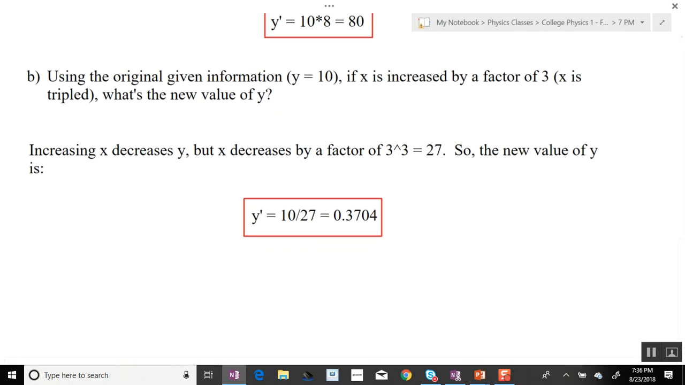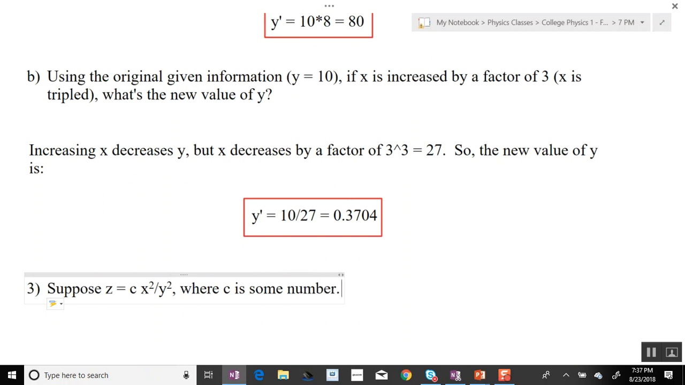Let's do a more complicated one. Suppose z, so this is one that depends on two things, is c times x squared divided by y squared, where c is once again some number. Doesn't matter what that is.